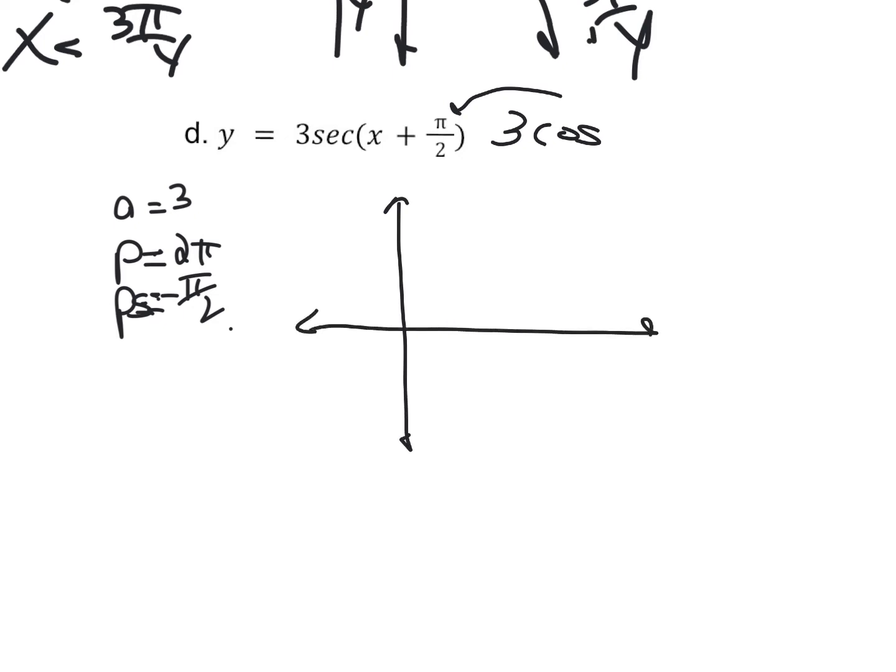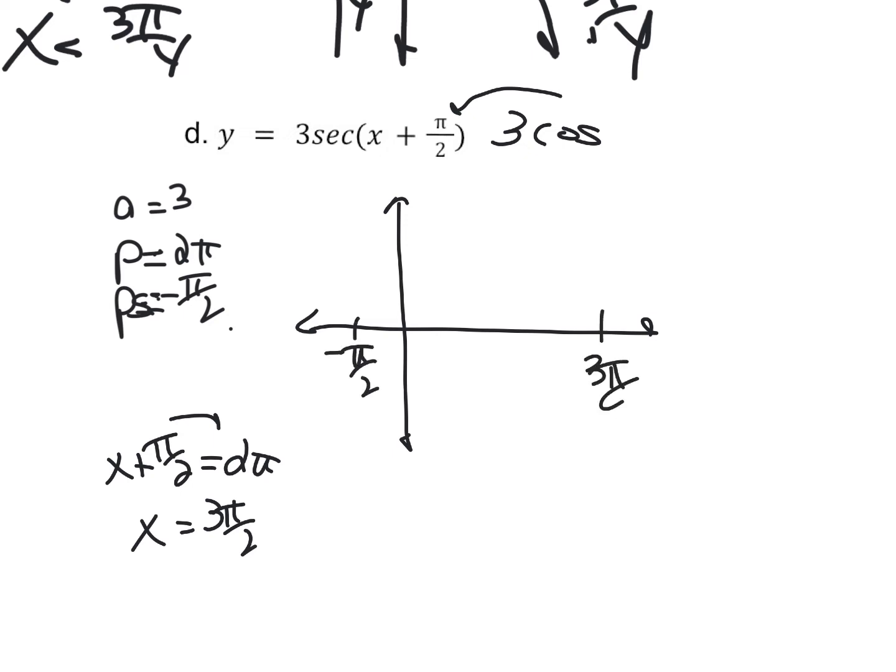Then to figure out where to stop my graph, or where the period ends, I'm just going to take x plus pi over 2, set it equal to 2 pi, and that's going to tell me where to stop the graph. So if I take that over to that side, that's going to end up giving me 3 pi over 2. So my first tick is going to be negative pi over 2. My fourth tick, where I stop, is going to be 3 pi over 2. Now, halfway between those two is pi over 2.